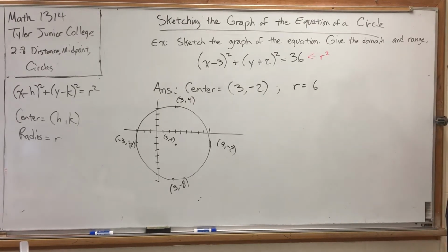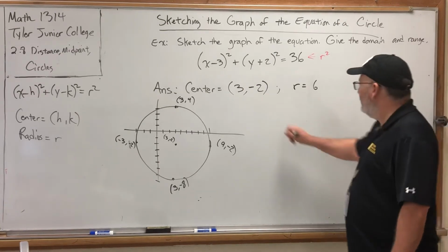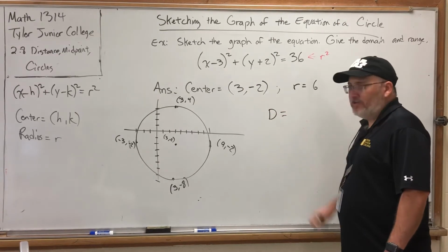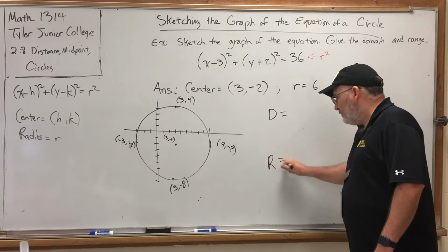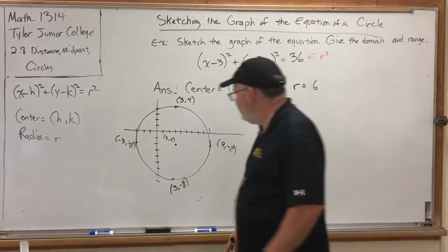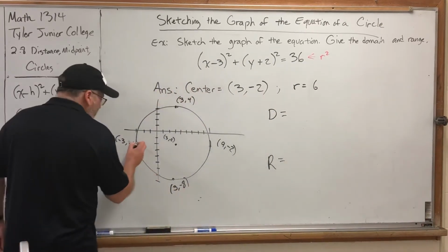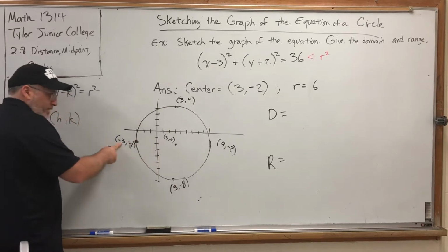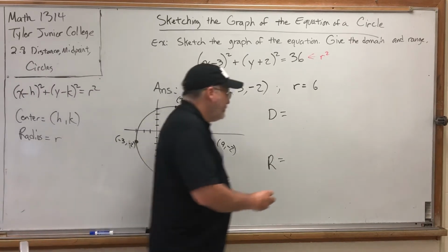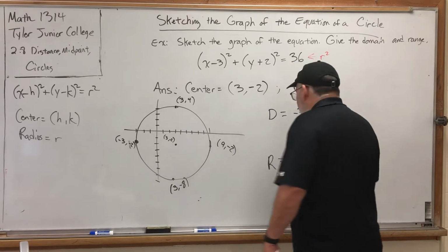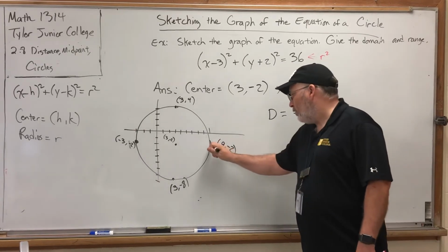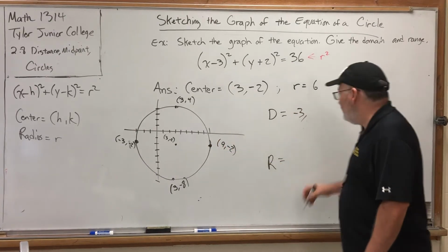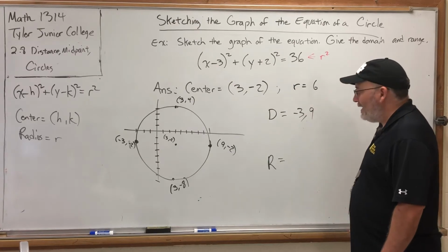Oh, wait, domain and range. This is easy now that we have the graph. Domain is left to right. The leftmost point on this circle has an x-coordinate of negative 3. So our domain starts at negative 3. The rightmost point on the circle has an x of 9. So our domain ends at 9.